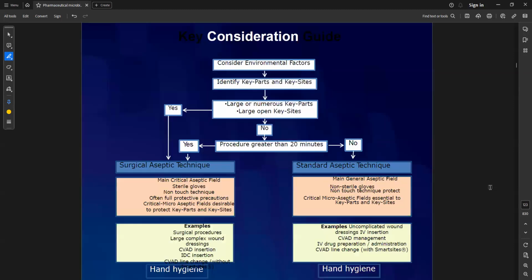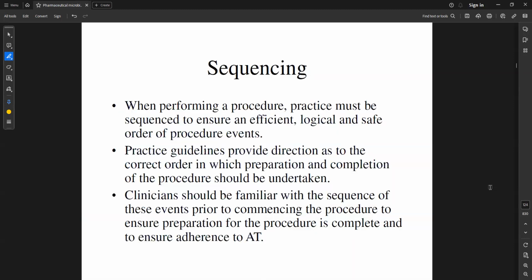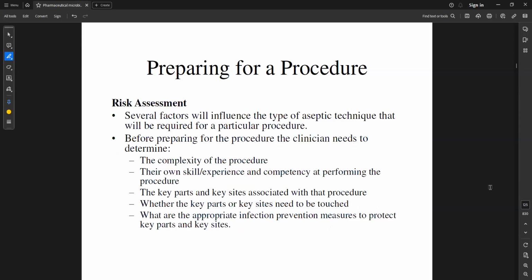Okay. So sequencing, when performing a procedure, practice must be sequenced to ensure an efficient, logical, and safe order of procedure events. Practice guidelines provide direction as to the correct order in which the preparation and completion of the procedure should be undertaken. That's why there's always a list of what to do at what time and to what extent. Clinicians should be familiar with the sequence of these events prior to commencing the procedure to ensure preparation is complete and to ensure adherence to aseptic technique.